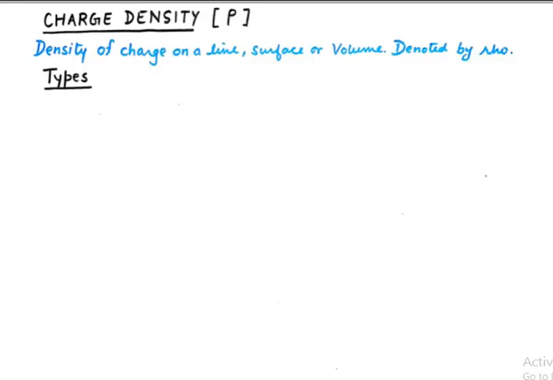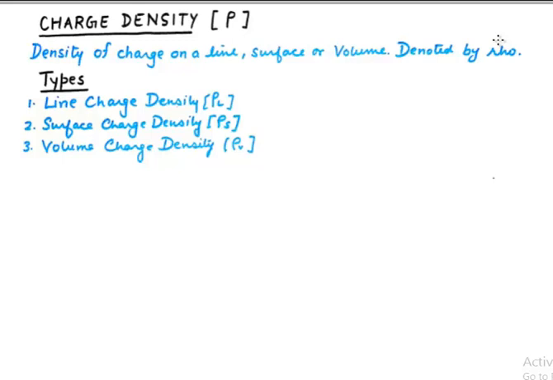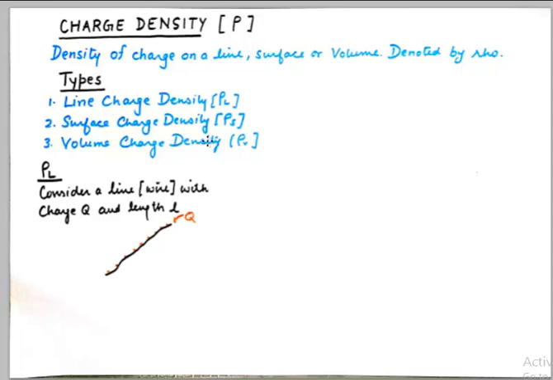So depending upon that, we have three types of charge densities. The line charge density, which is denoted by rho L, surface charge density denoted by rho S, and volume charge density denoted by rho V. Let's understand rho L. We consider a line or a wire which is most suitable for this understanding because we can place some charge on the wire.